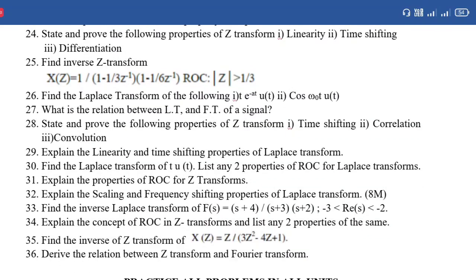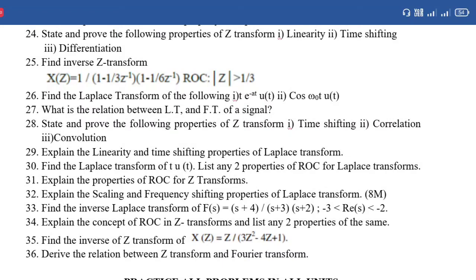State and prove the following properties of the Z transform: linearity, time shifting, differentiation. Find the inverse Z transform of X of z equal to 1 by 1 minus 1 by 3 into z power minus 1 into 1 minus 1 by 6 into z power minus 1, with ROC.